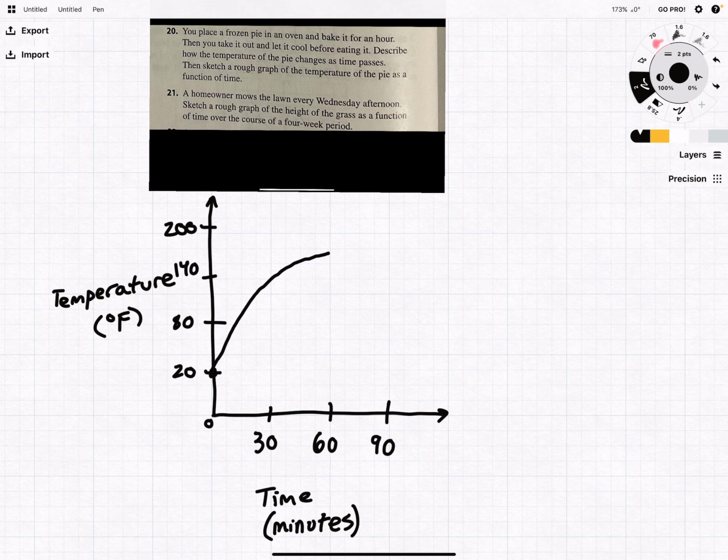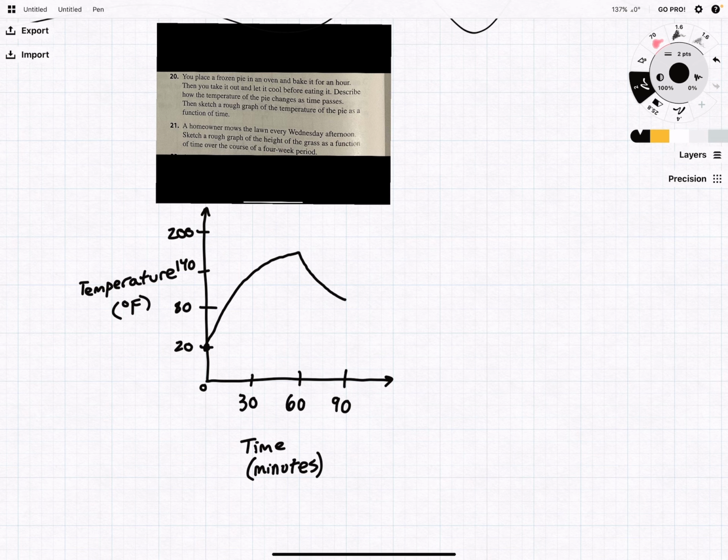And yeah, it'll look something like that. Yeah, that's it for that problem. So 20 and 21. Okay, so 21, we have to be a little bit more careful.